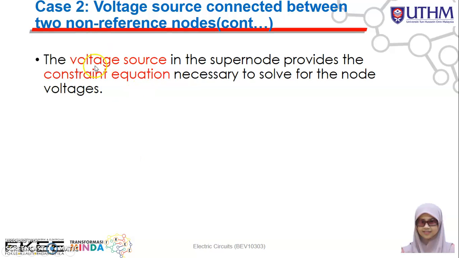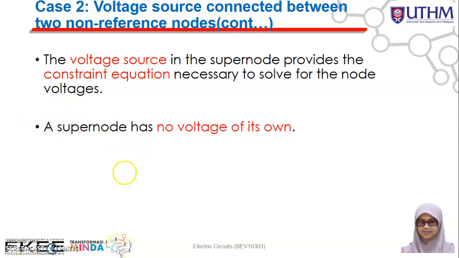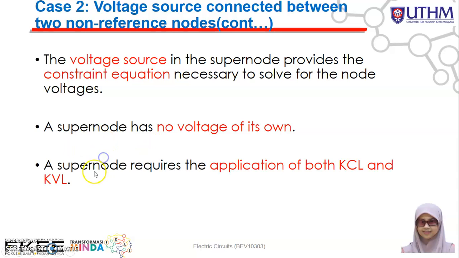Okay, so for case 2, usually the voltage source in the supernode provides the constraint equation necessary to solve the node voltages. The constraint equations are represented by the node equation, the supernode equation, and then the constraint equation. And then the supernode has no voltage of its own. So you still need to apply the individual node voltages, which are V1, V2, V3, and so on. And then the supernode requires the application of both KCL and KVL.